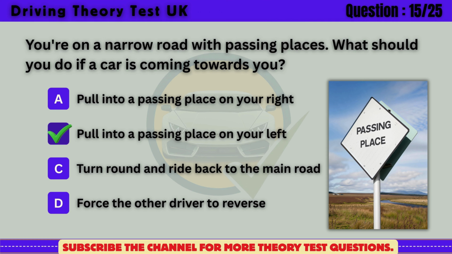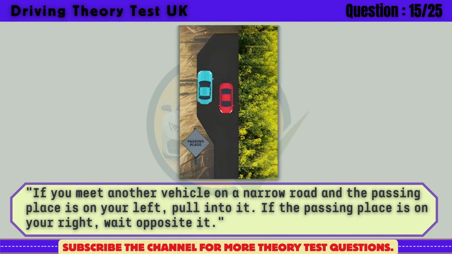Answer was B. Pull into a passing place on your left. If you meet another vehicle on a narrow road and the passing place is on your left, pull into it. If the passing place is on your right, wait opposite it.